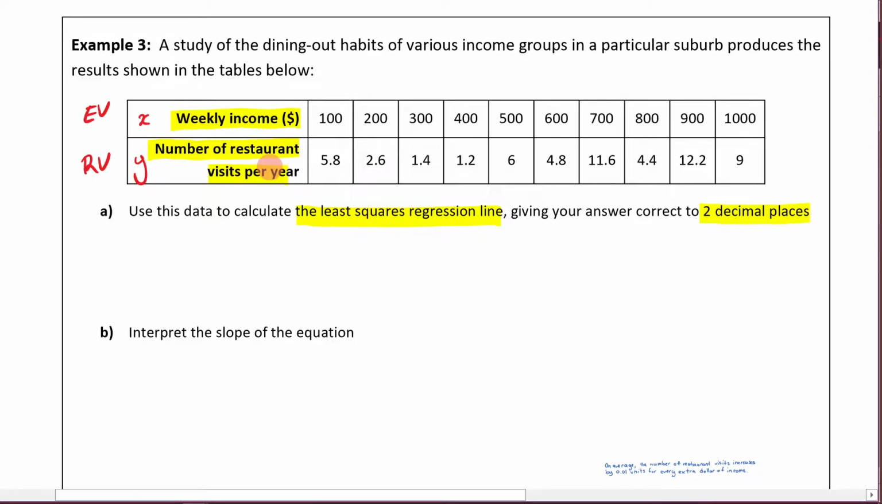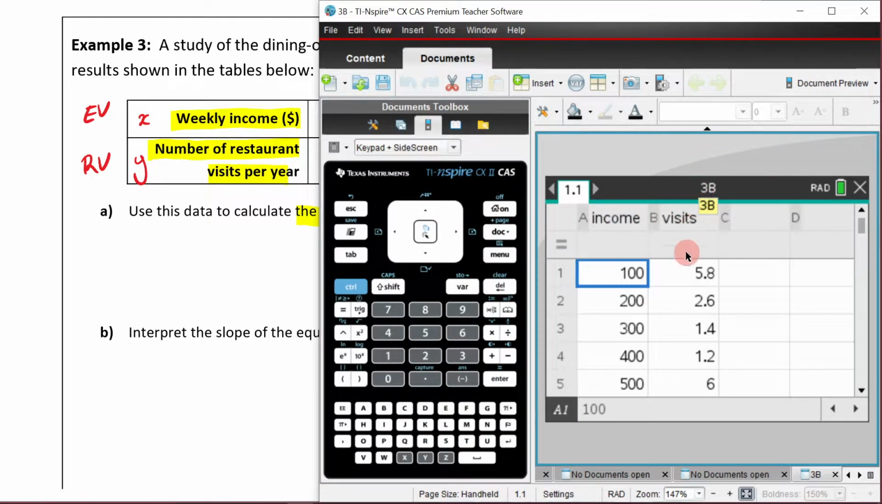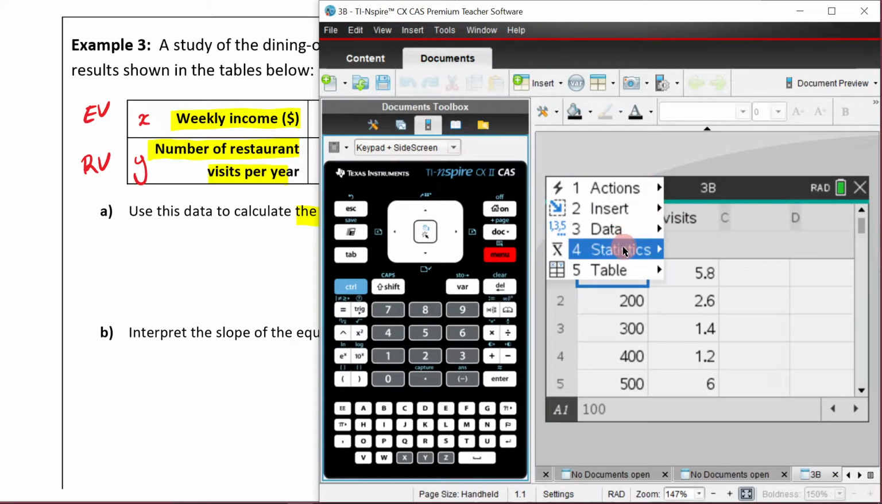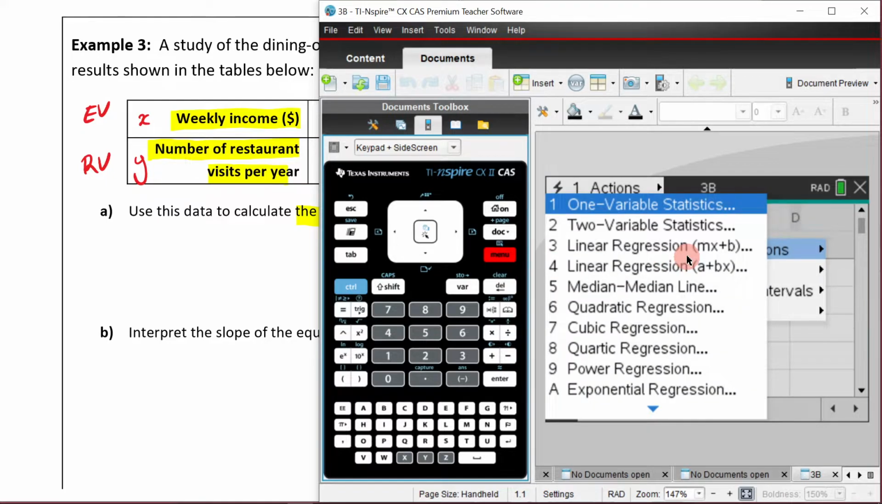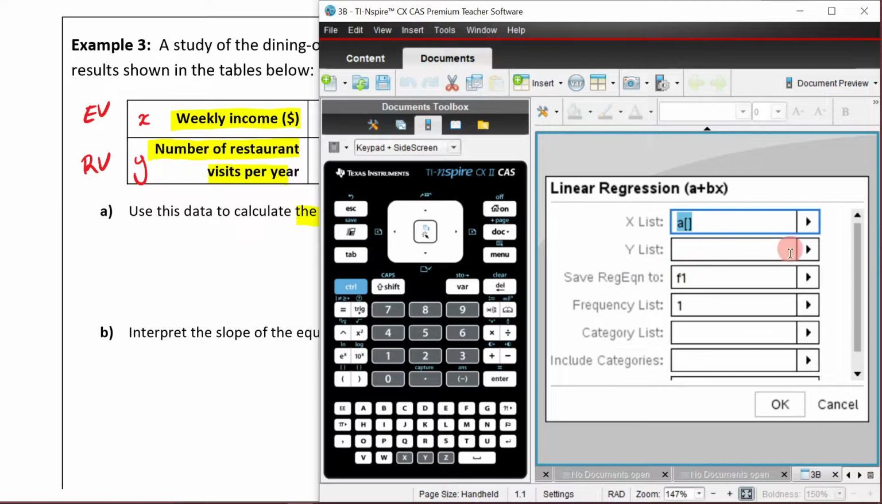Okie dokes. The next thing we need to do is input this data into our CAS calculator. So here's something I've prepared earlier. I just came to lists and spreadsheets and I popped them all in. I made sure to give them appropriate headings as well, so income and visits. Then the next thing that I'm going to do is go menu, statistics, stat calculations, and linear regression A plus BX, okay. Then I'm going to say let X be my income because that's my explanatory variable, and Y be my visits because that's my response variable.